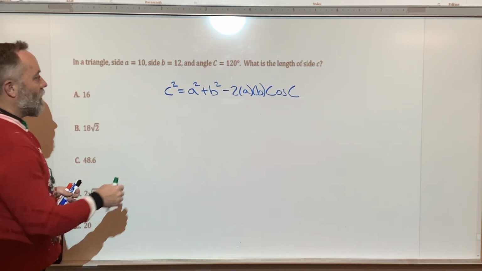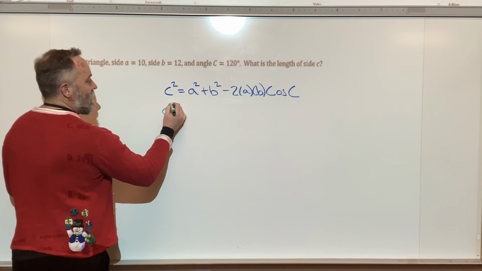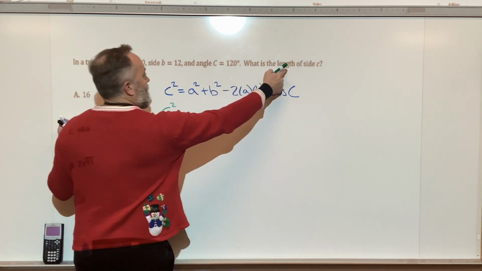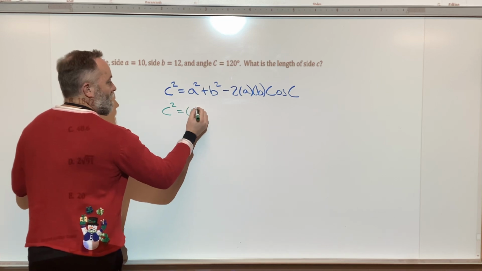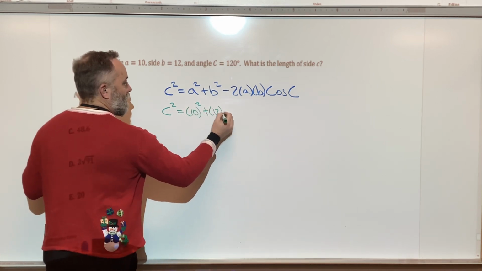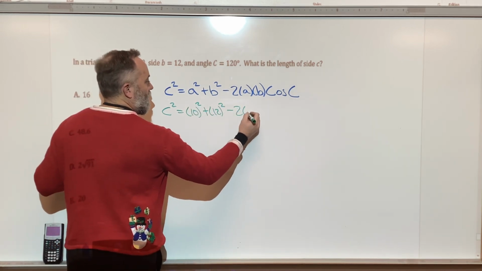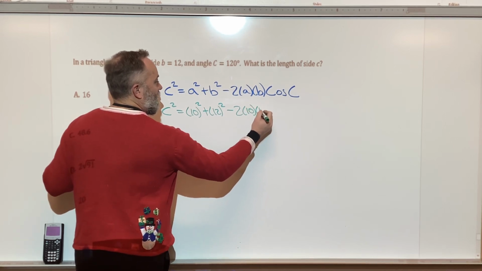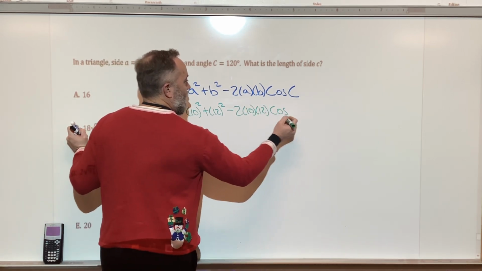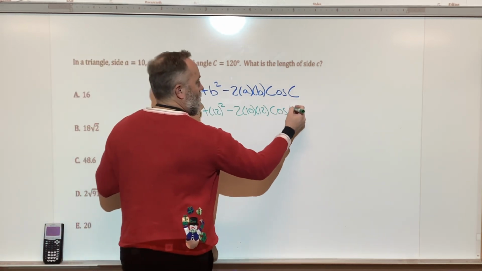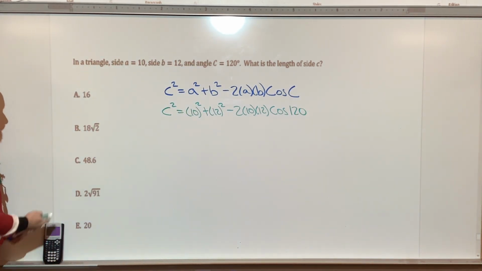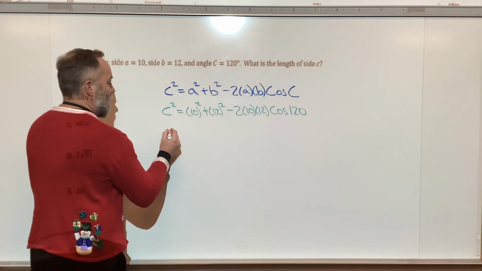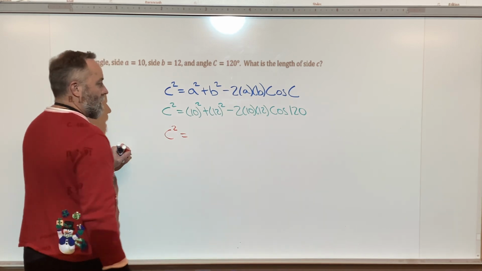So let's just plug in what we know. We don't know side C. That's what we're being asked to solve for. We do know A and B for the sides. So 10 squared plus 12 squared minus 2 times 10 times 12 times the cosine of our angle C, which is 120. Okay, again, use the calculator if you need or want to. Might be a good time to use it, but we can also clean this up fairly easily, but always use the calculator if you want to.